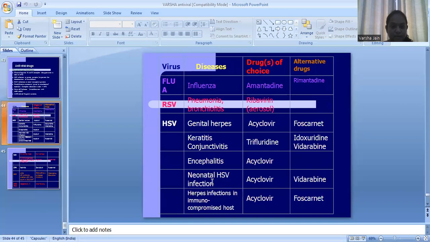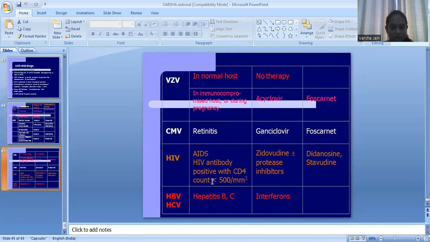So these are the viral diseases. Flu, influenza: the drug of choice is amantadine and the alternative drug is rimantadine. For RSV, pneumonia and bronchiolitis: ribavirin as aerosol. HSV, that is genital herpes: drug of choice is acyclovir and foscarnet. Keratitis, conjunctivitis: drug of choice is trifluridine, and alternative drugs are idoxuridine and vidarabine. Encephalitis: the drug of choice is acyclovir. Neonatal HSV infection: drug of choice is acyclovir. Herpes infection: drug of choice is acyclovir, and alternative drug is foscarnet.